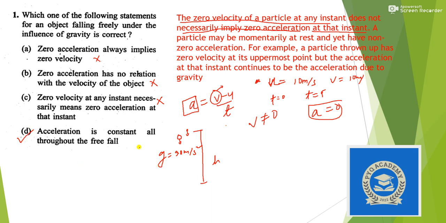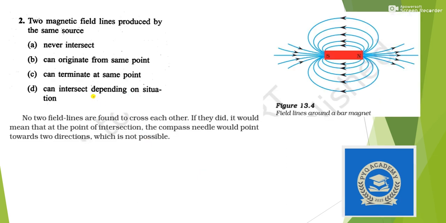Now let's move to the next question. In the next question, it is given that two magnetic field lines produced by the same source never intersect each other, can originate from the same point, can terminate at the same point, can intersect depending on situation. So the answer is: no two field lines are found to cross each other. Okay, that means they cannot intersect each other. So the answer is option A, they never intersect.